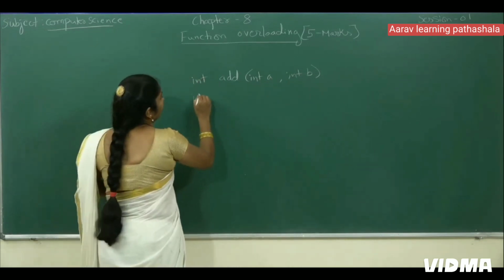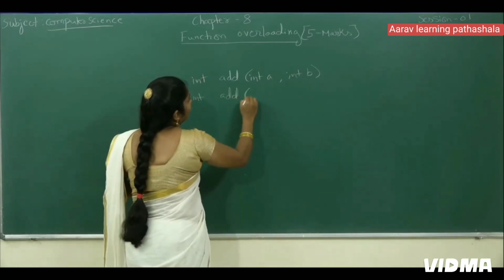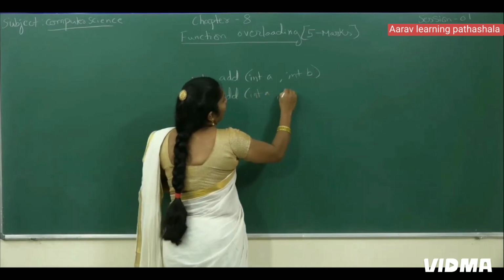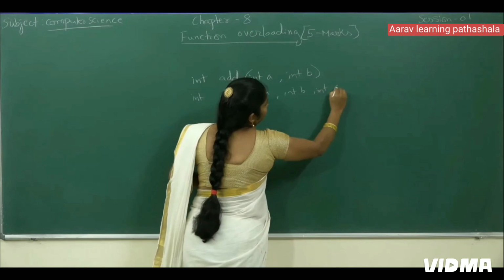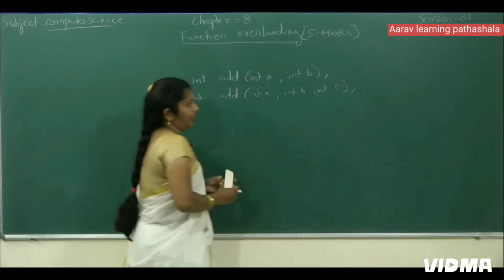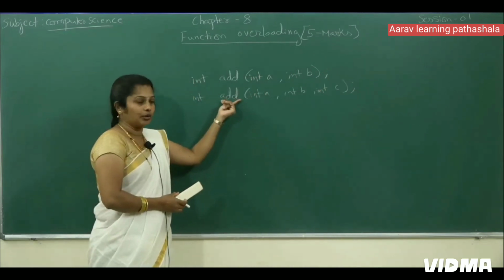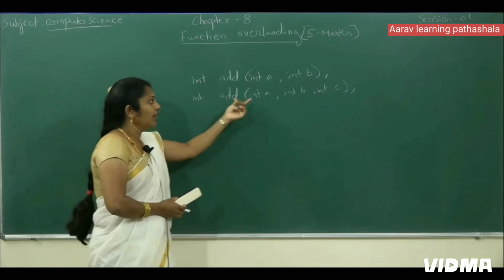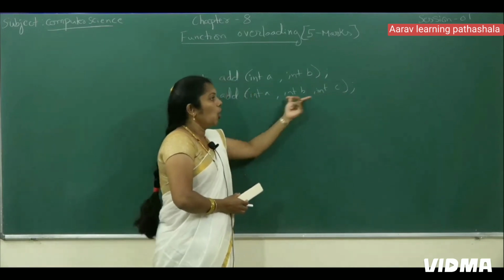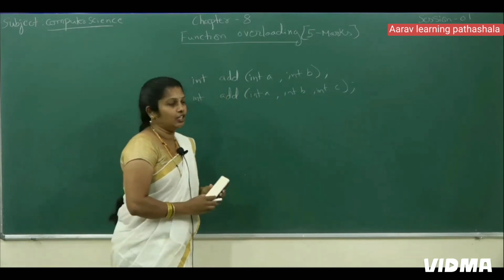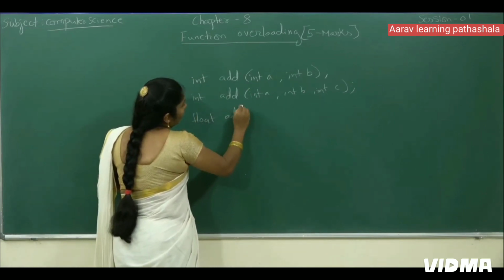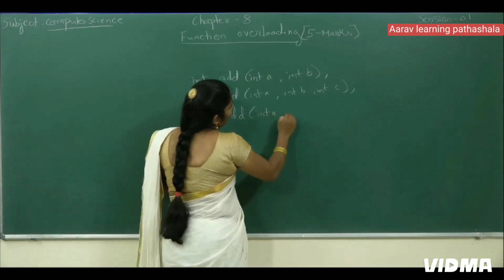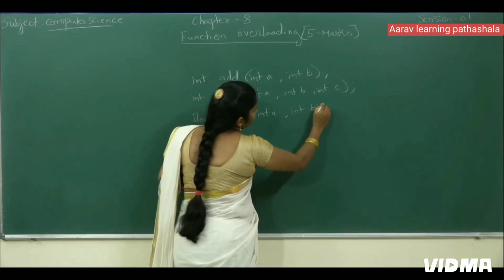One more function I am taking, int add(int a, int b, int c). Here also the function name is add only. The return type is integer, but here we have three arguments. All the three arguments are of type integer. One more function I am taking, float add(int a, int b).